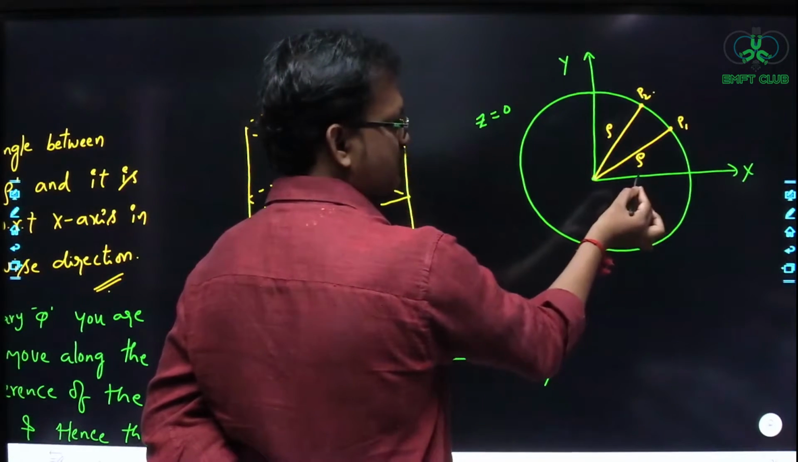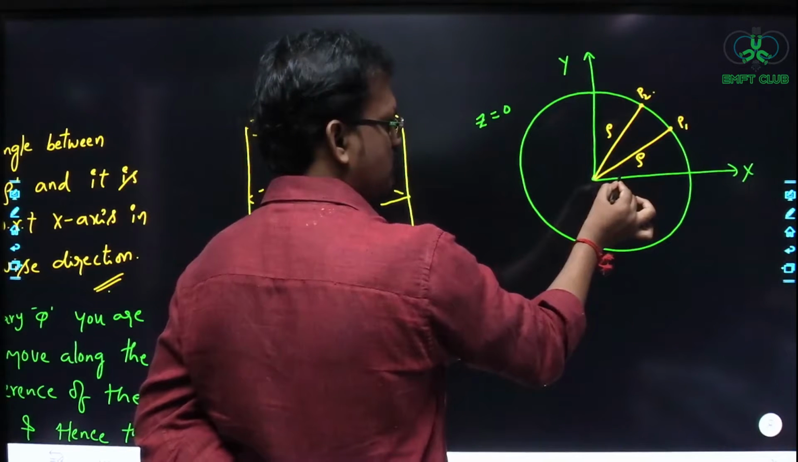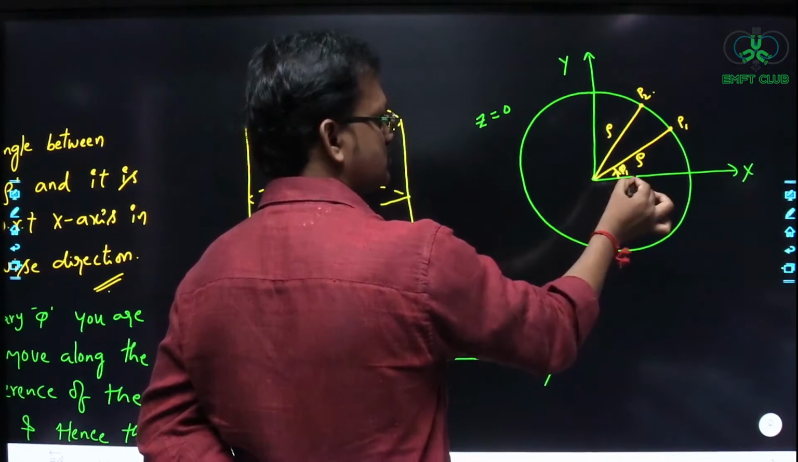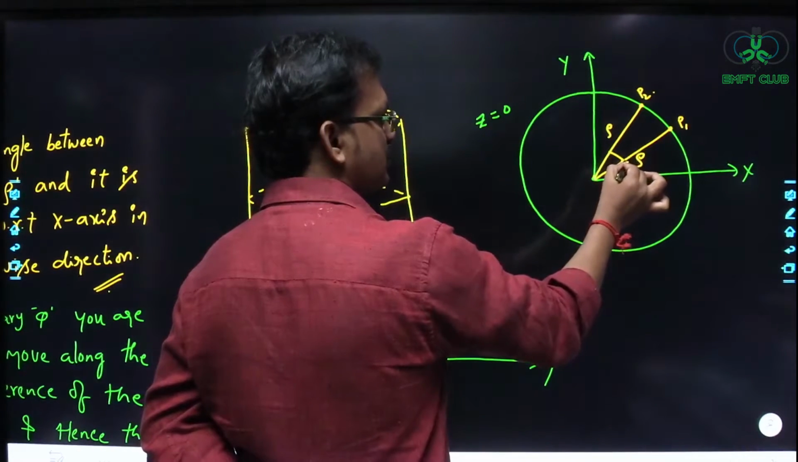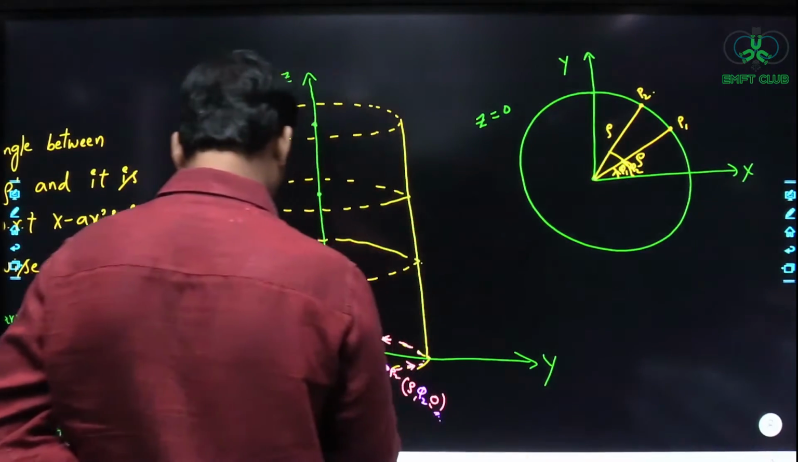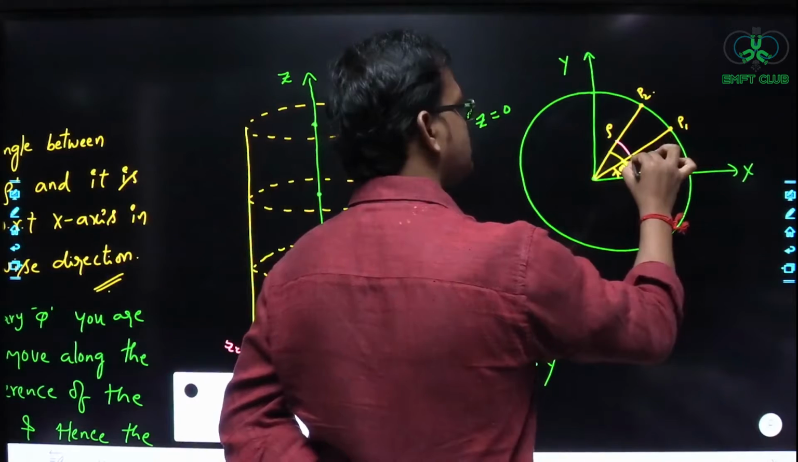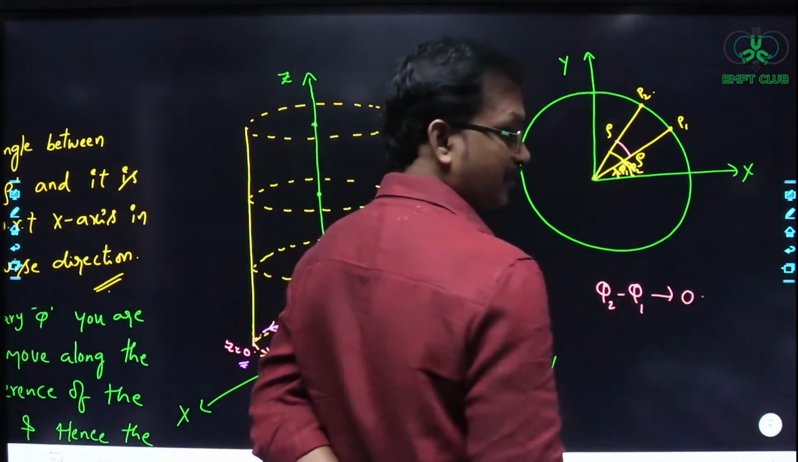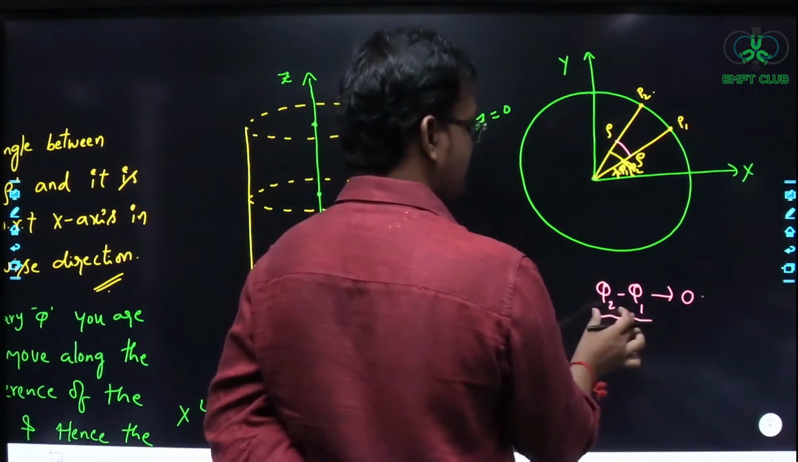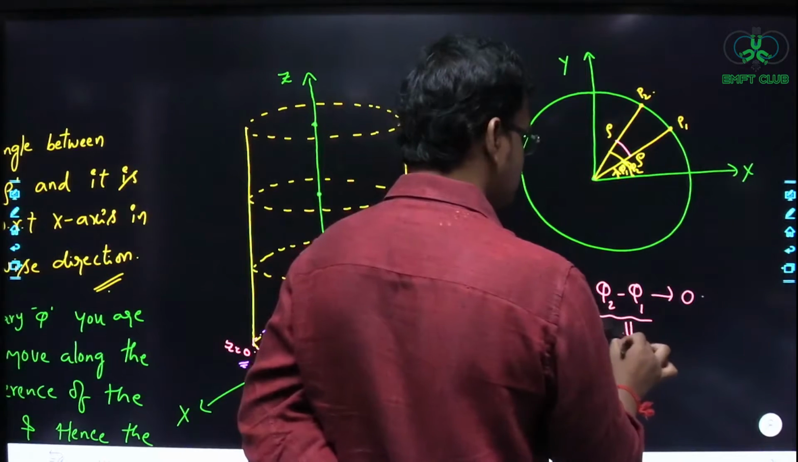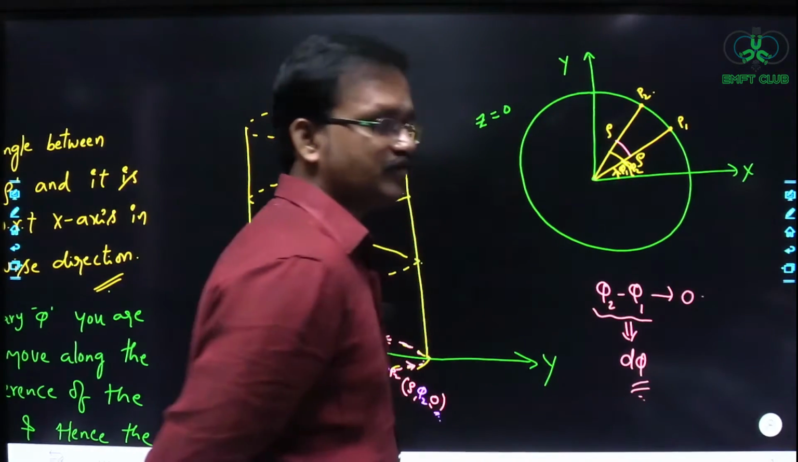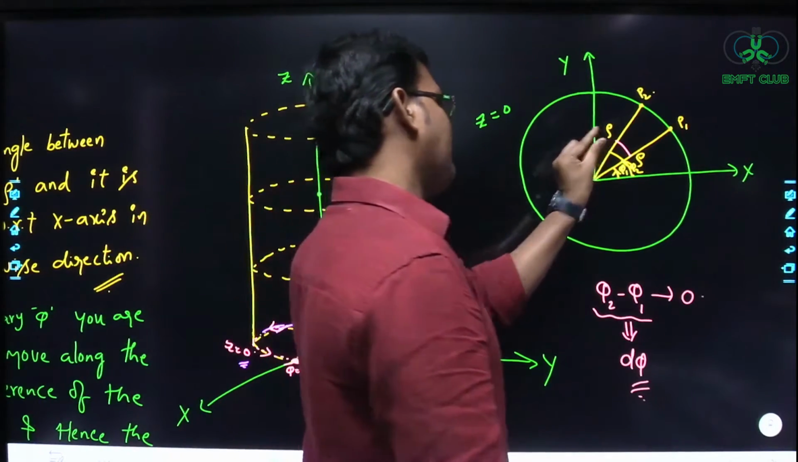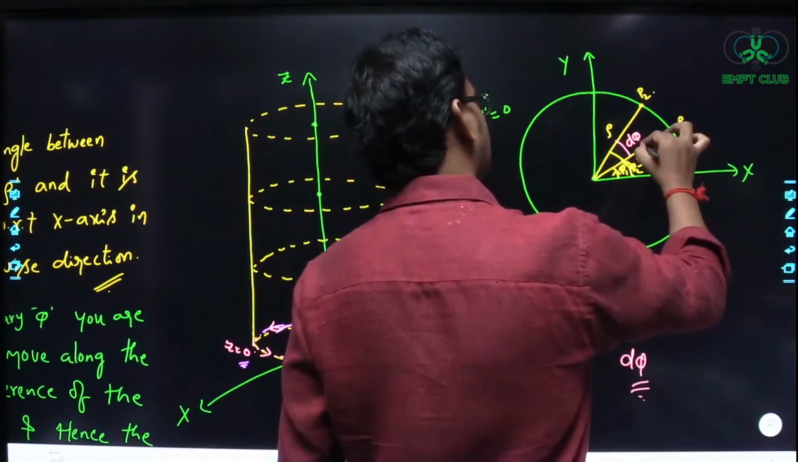This radius is also nothing but rho. And the angle between x-axis and rho is nothing but phi. So let us say this angle is phi1, and the angle between x-axis and this rho is, let us say, phi2. Then this angle here is nothing but phi2 minus phi1. I am assuming that phi2 minus phi1 is tending to 0. So the difference between phi2 and phi1 is very small, and I can replace this with d phi. Since the difference is very small, I am considering this small angle as a differential angle, which I am representing with d phi.